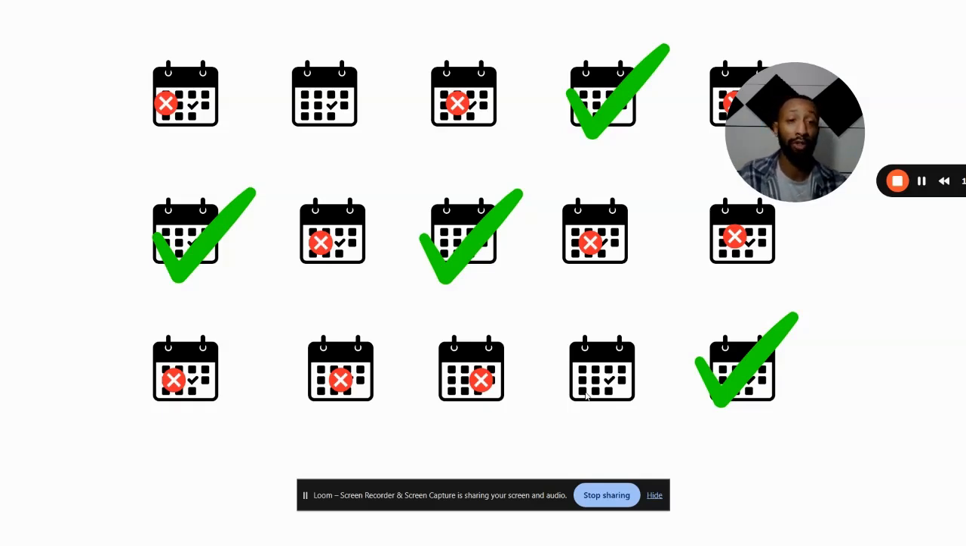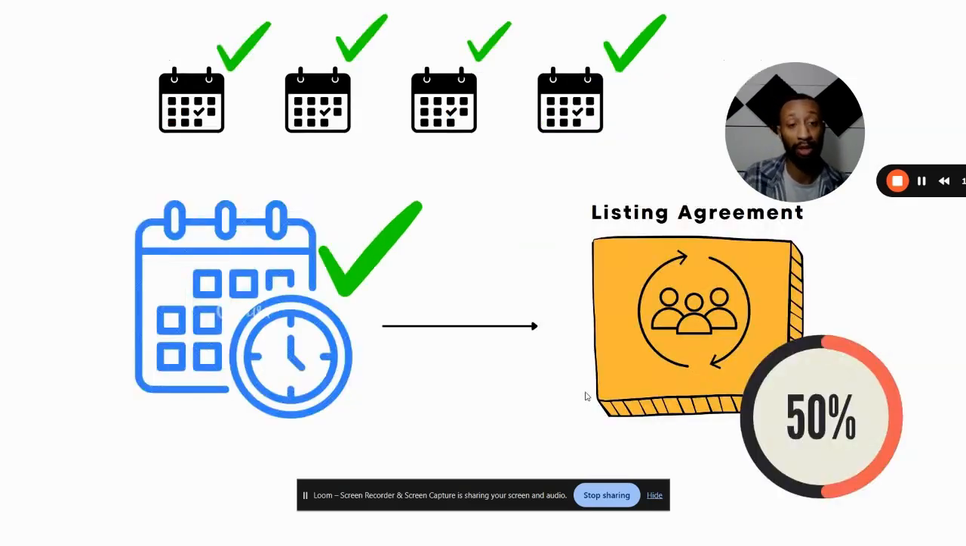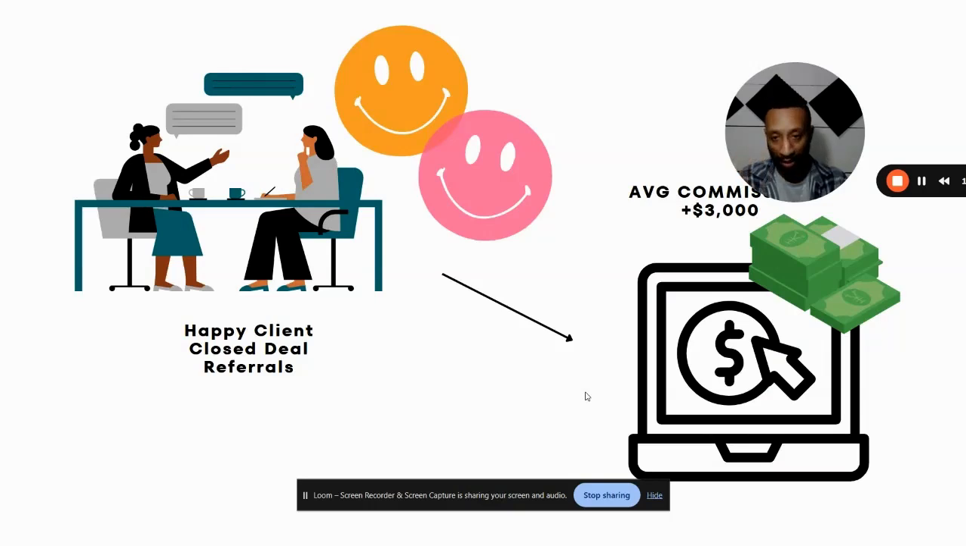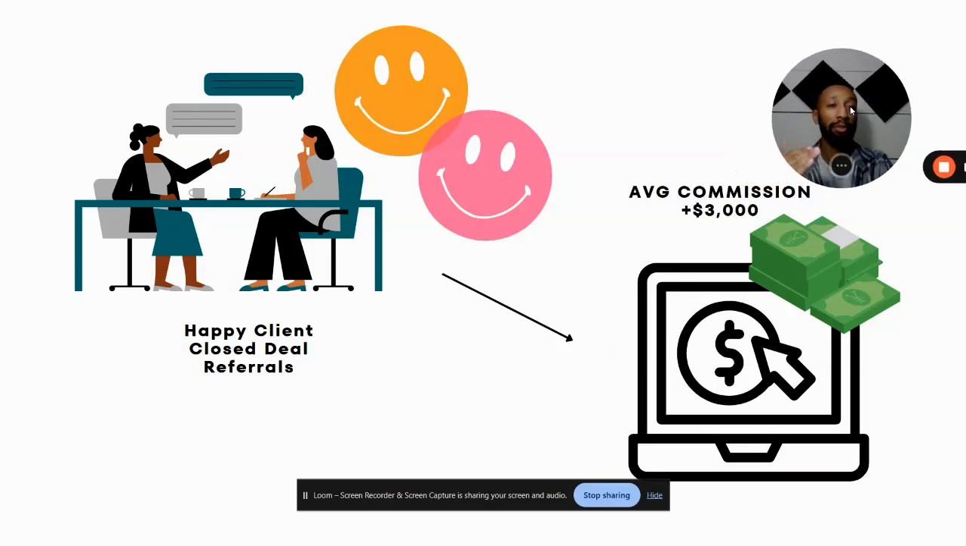But anyway, the more listing appointments that you get, the more opportunity you have to actually book them. Once you get booked listing appointments, that turns into your listing agreement. And once you get a listing agreement, you're 50% done with the transaction, but you're just getting started with the sales process, because the sales process is a whole other game. And of course, if you're here, I would assume that you understand the sales process within real estate. So a good sales process is going to help with a happy client, which helps with closed deals, which helps with referrals.